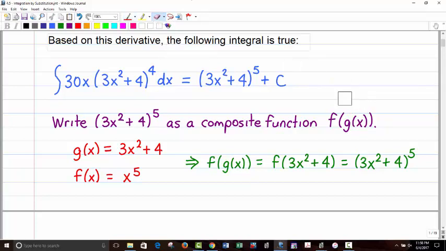So if I wanted to write that last one, I would use x to the fifth as my outer function to take care of this exponent. And then I would let g of x just be 3x squared plus 4. So f of g of x would be the same thing as f of 3x squared plus 4, which means you plug 3x squared plus 4 right in for that x, and then it becomes 3x squared plus 4 raised to the fifth. So that's how you can write that original function that we took the derivative of in composite form.